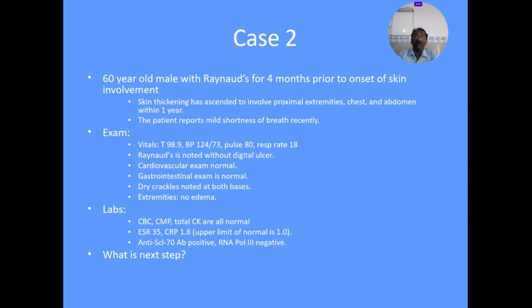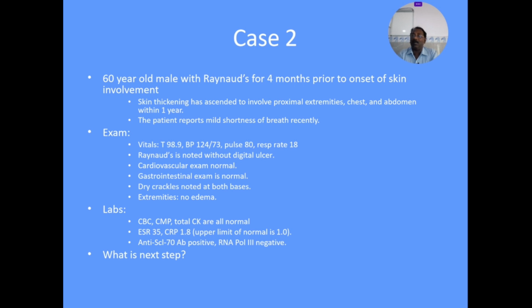Now the lab. So up to this, what is our diagnosis at this juncture? It is diffuse scleroderma, with maybe a pulmonary involvement. Cardiac involvement, no. Gastrointestinal involvement, no. And extremities, no edema. That means no right heart failure. But probably pulmonary involvement.